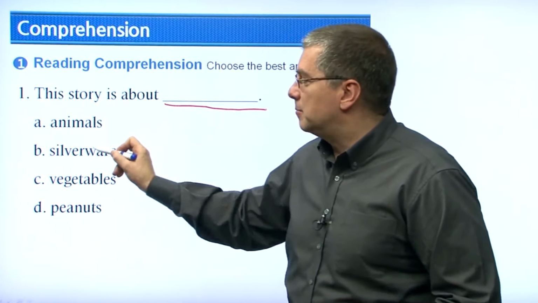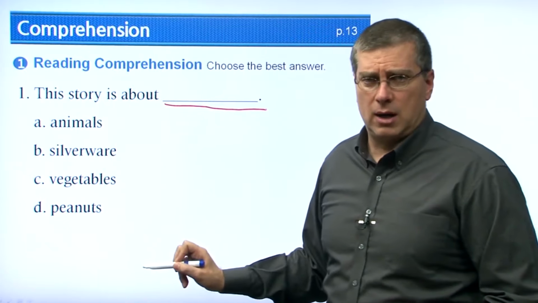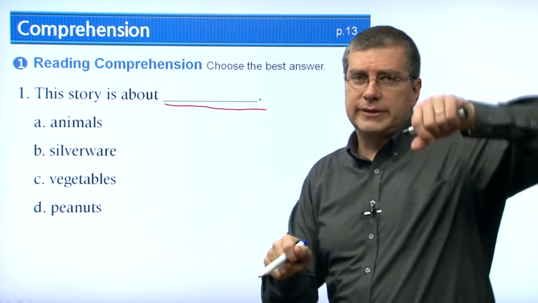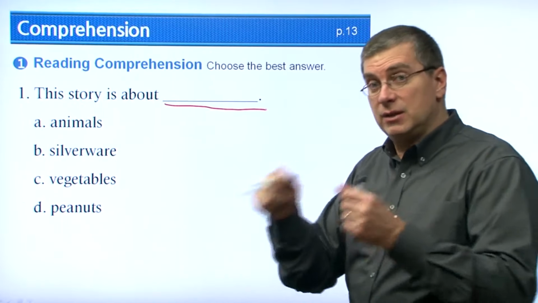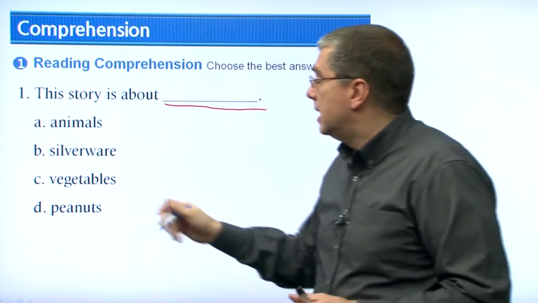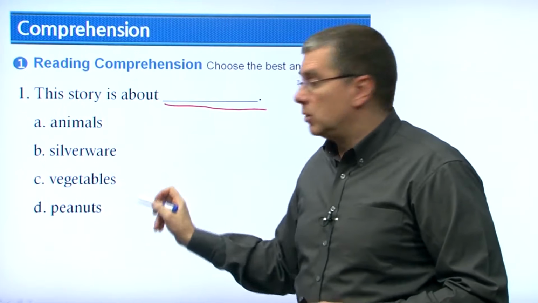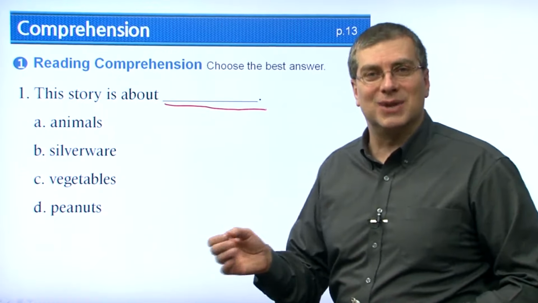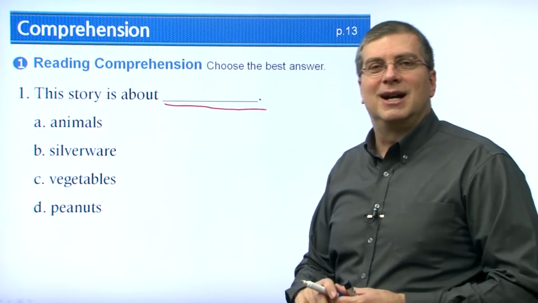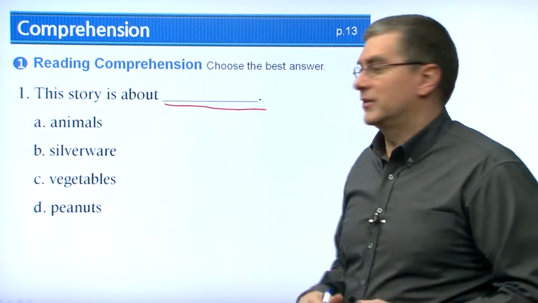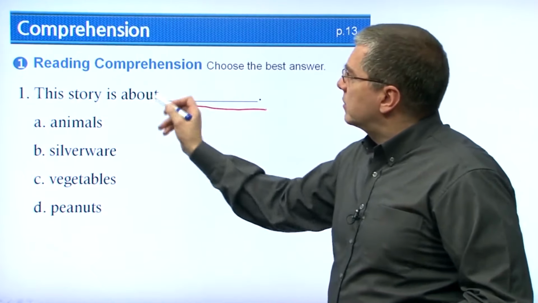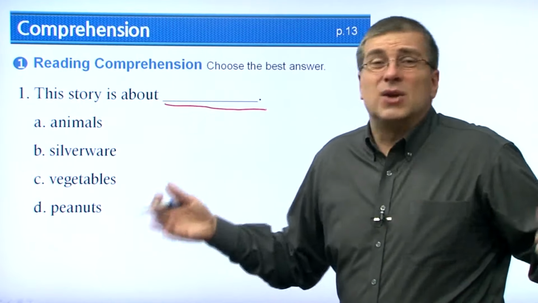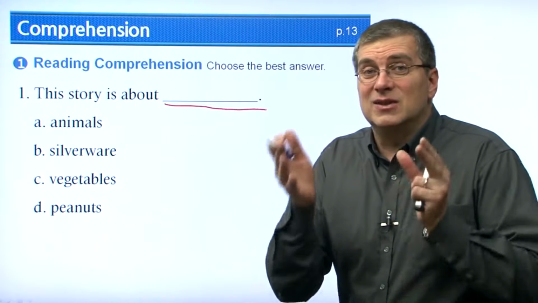A, animals. B, silverware. Silverware, forks and spoons and knives, and chopsticks. C, vegetables. D, peanuts. You know peanuts. Peanuts are seeds, right? We eat peanuts often. They're good for us. So this story is about what? What are we talking about in this story?